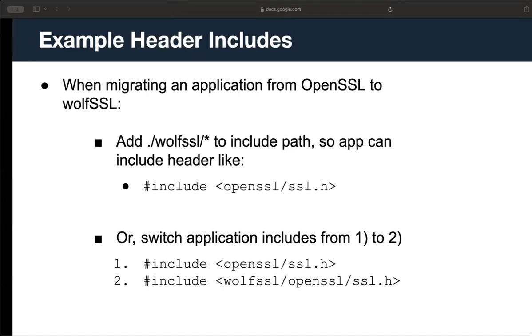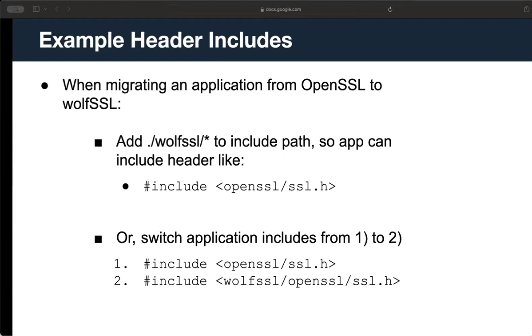So when migrating an application from OpenSSL to wolfSSL, you add the include of wolfssl to the include path, so the app can include the header files like openssl/ssl.h. This is that subdirectory underneath wolfssl where we have all of the same naming for our header files, so that they can be pulled in automatically from applications that are using our compatibility layer. The other option is switching the application from an include of openssl/ssl.h to wolfssl/openssl/ssl.h. And typically we don't do that second option.